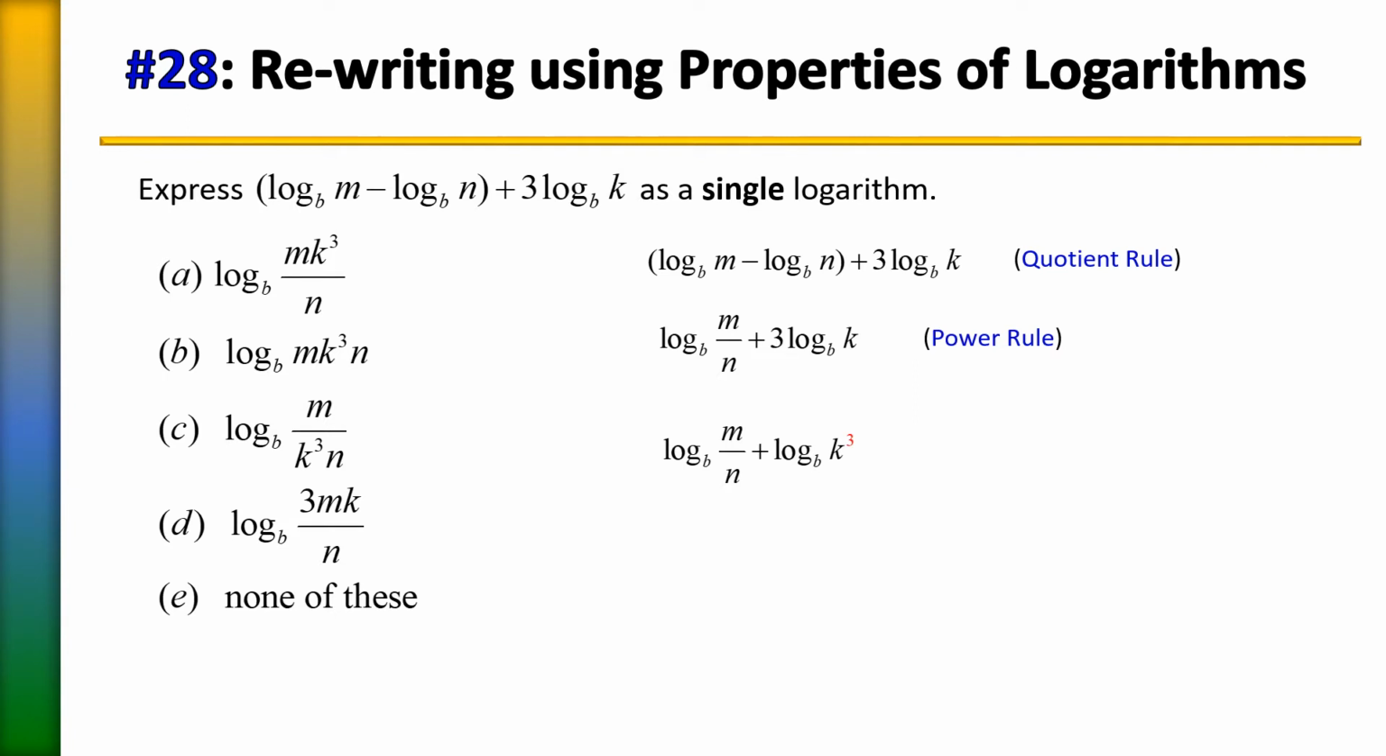And let's see, what else can we do here? Well, we have a plus sign, and a plus sign is the product rule, which states that if two logs have the same bases, you can go ahead and multiply their terms. So what we'll have there using the product rule is log base b of m over n times k to the third power.